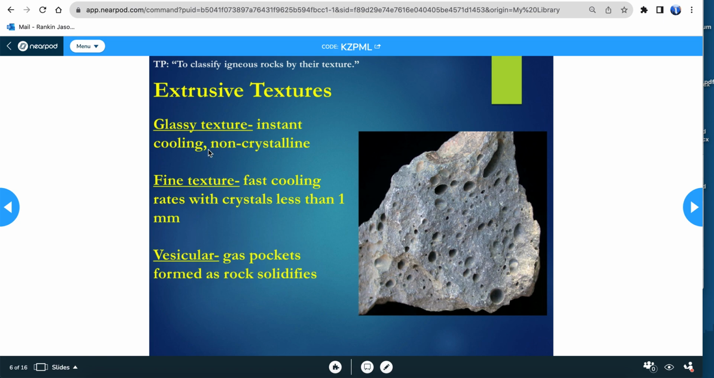All right, and the last texture we have here under extrusive is vesicular. Vesicular means gas pockets formed as the rock solidifies. So as we can see in this picture, we definitely have some holes on the surface, which would mean that this rock would more than likely, if this is an igneous rock, which it is, have a vesicular texture.